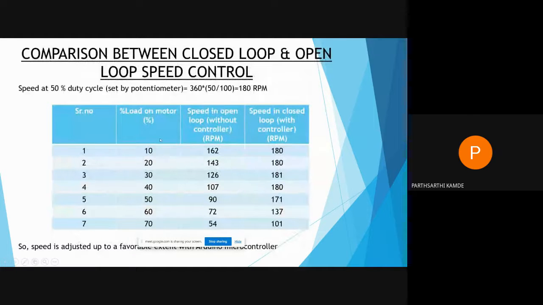And as we can see here, in open loop, the speed goes on decreasing like a normal DC motor characteristic, that is, inversely to load. Whereas in the closed loop control system with Arduino microcontroller, the speed does not decrease up to 50% extra load on the DC motor, and speed is conserved up to that limit.